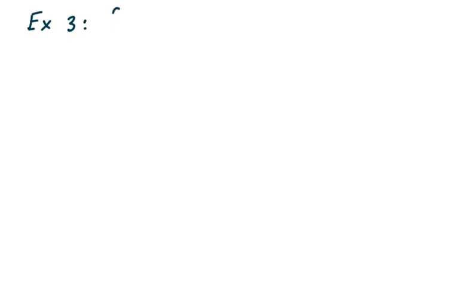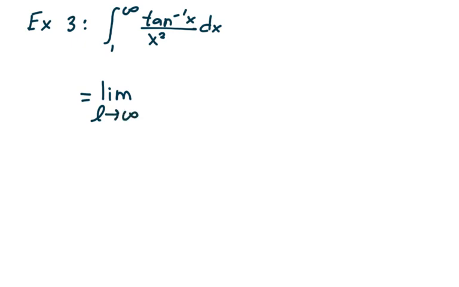Let's take a look at example 3. And suppose we have the integral from 1 to infinity of arctangent x divided by x squared dx. This one's good. So I'm going to write this as the limit as L goes to infinity of the integral from 1 to L of arctangent x divided by x squared dx.